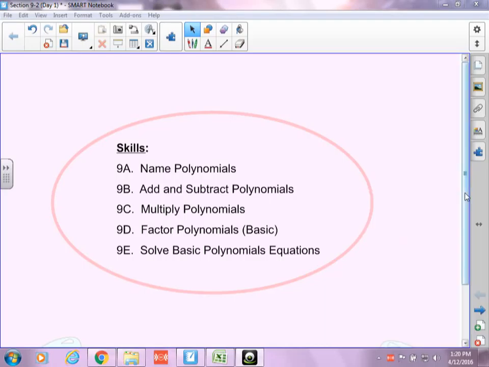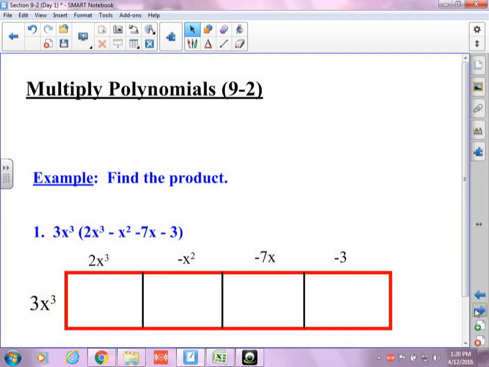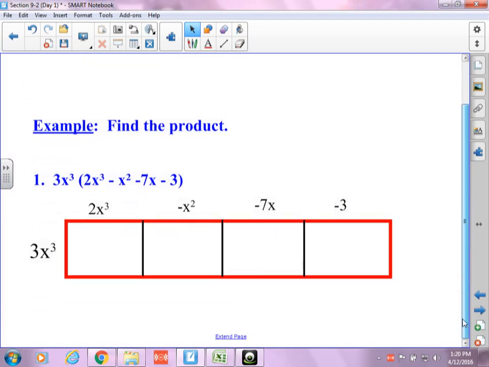Alright, so today what we're going to do is multiply polynomials. We named them before, we added and subtracted them yesterday, and today we're going to multiply. Now when we do it, we're going to use something called the Windows method. You're going to notice that the first polynomial there is a monomial, and I put it out front. And then you'll notice that the next polynomial has 4 terms, and I have 4 boxes going the other way.